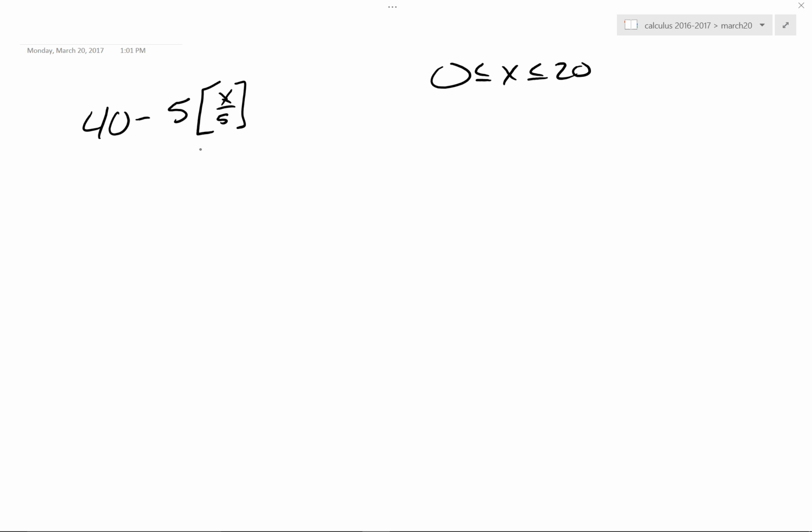What does this function look like? How does this... No. Well, no. We're not going to use substitution on this guy. What does this graph look like?